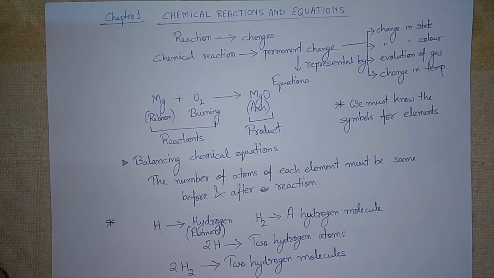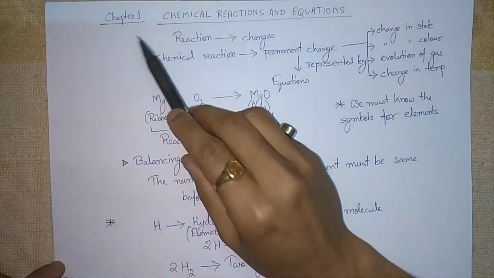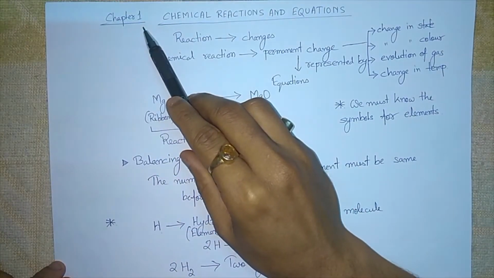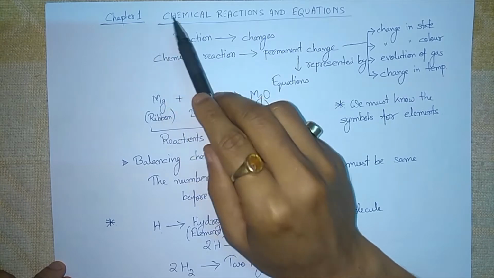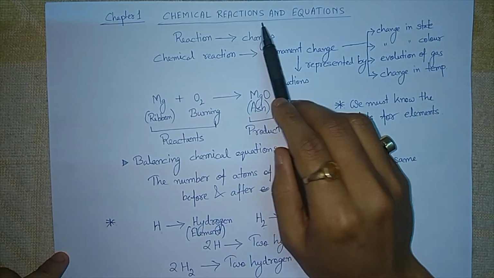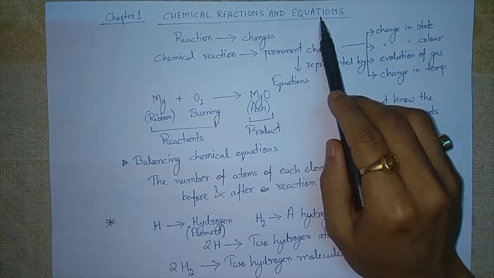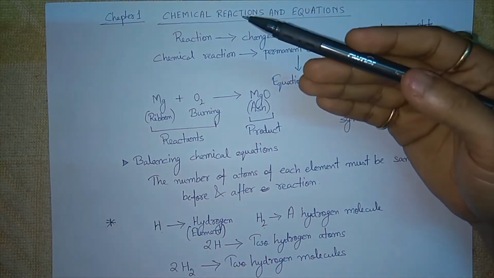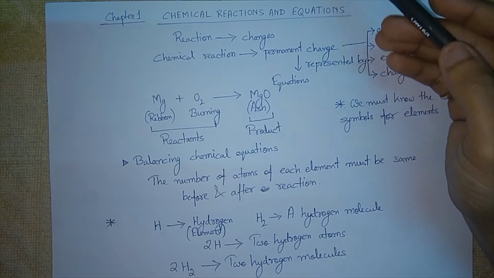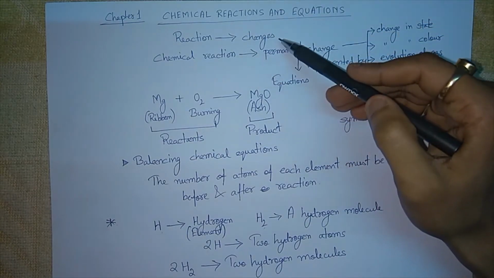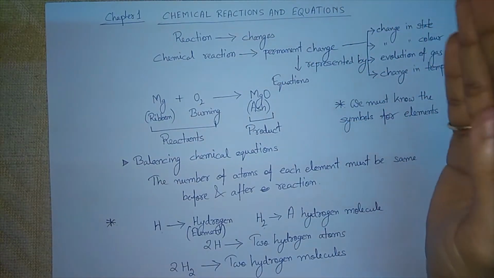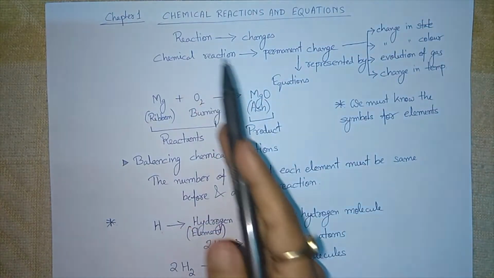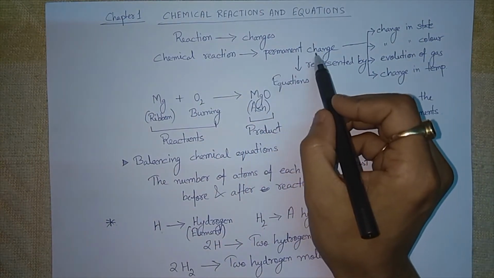Hello friends, in this video we will be discussing chapter 1 from the science textbook for class 10, entitled Chemical Reactions and Equations. So let us first have a clear concept of reactions. Reaction is nothing but changes. Chemical reaction means permanent changes.